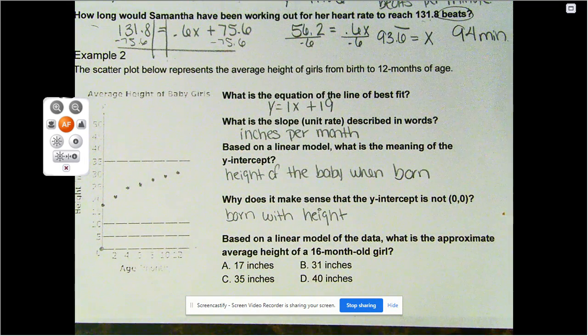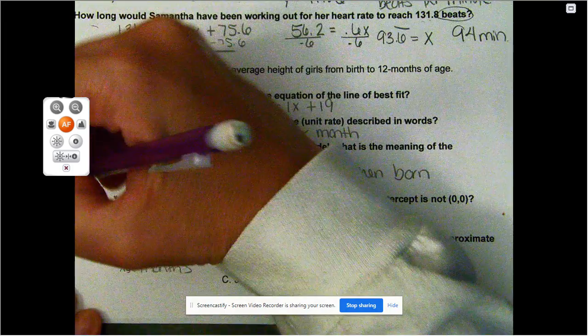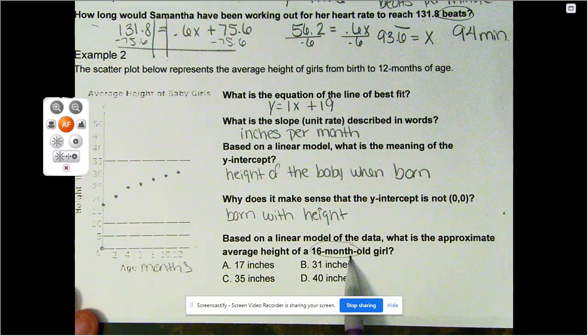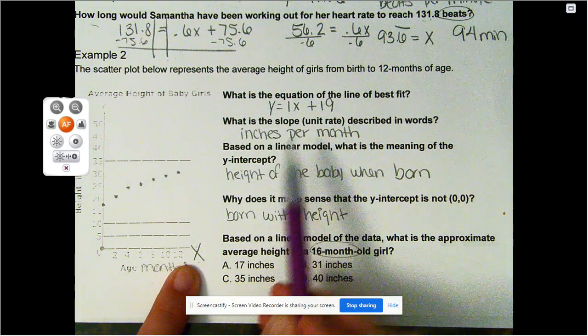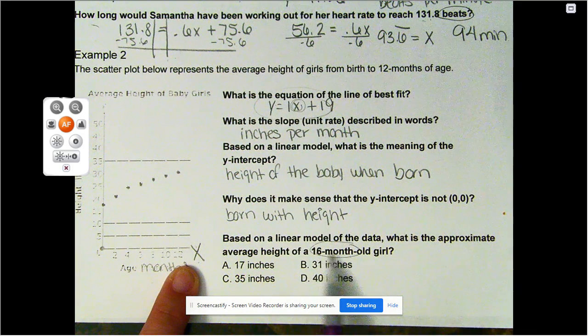Like you're not coming out and you have 0 height to you. Like you come out whenever you're born with a height. Based on the linear model of the data, what is the approximate average height of a 16-month-old girl? So here's my key information, 16 months. Okay, months is right here, even though it's kind of cut off. Okay, and then this one was inches. So months is what it gives us, and months was on my x-axis. So I'm going to go into my equation, and I'm going to plug 16 in for x.